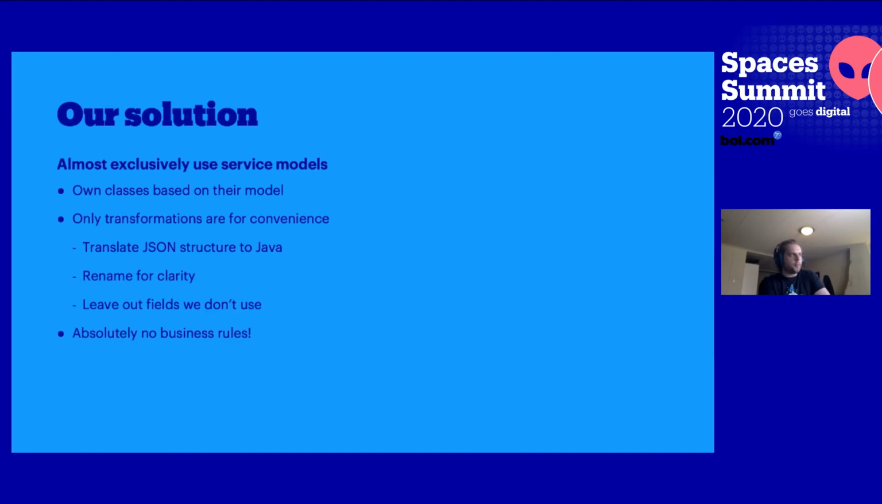As I have said, we use the service models. This is something of a taboo, but we have decided to drop all of our own models and instead use the models that are actually returned by the services that we call. Of course, we still use our own data classes ourselves, but we base it heavily on their model. And the only transformations that we allow are for convenience. So sometimes you have weird JSON structures and you have to convert those into Java. We rename stuff because they're more clear for us, and we leave out fields we don't need to use.